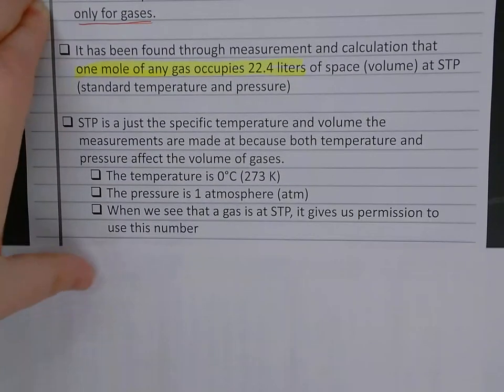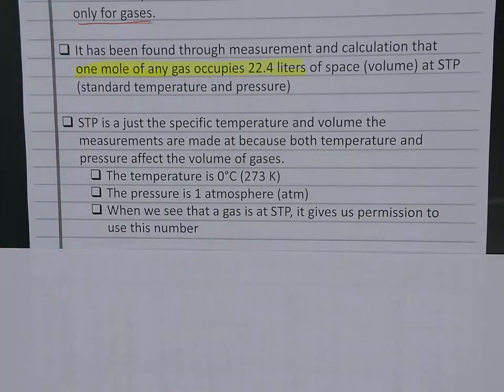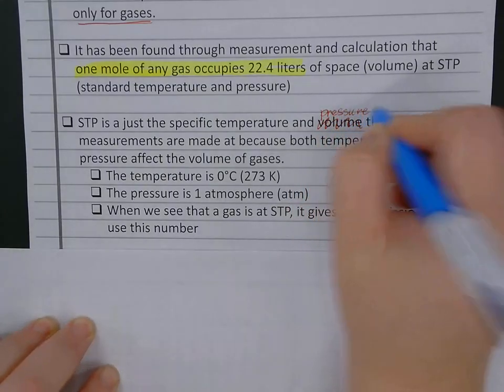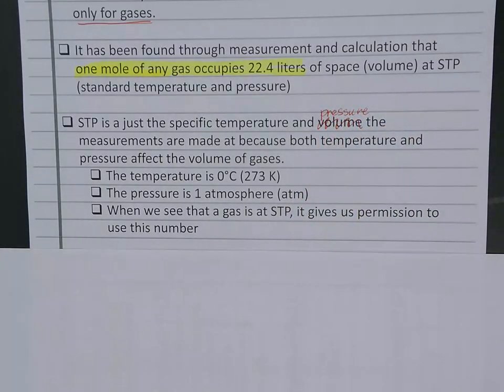So here we go. STP is just the specific temperature and pressure the measurements are made at, because both temperature and pressure affect the volume of gases. Okay. So the temperature we use, standard temperature, is 0 degrees Celsius, which is also 273 Kelvin, same thing. And the pressure, standard pressure, is 1 atmosphere. ATM represents atmospheres. So that's like normal atmospheric pressure.